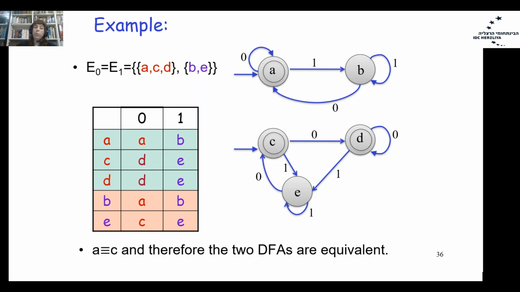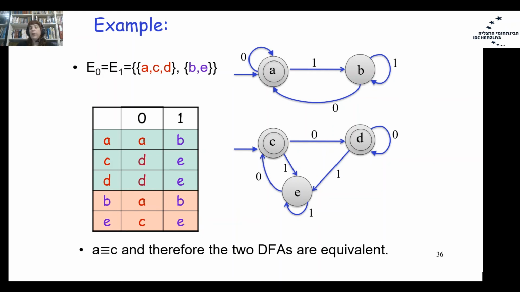B on input 0 moves to A. E on input 0 moves to C. The same red class, accepting state. B and E on 1 stay in B or E. The same rejecting state. So we can't continue with the separation of the classes. Since E0 equals E1, we finished. We can't split any more classes.